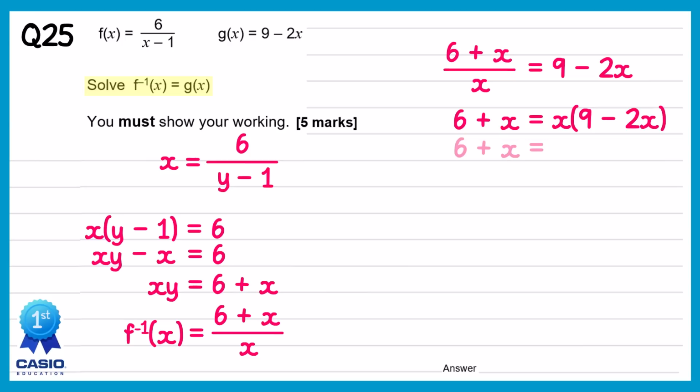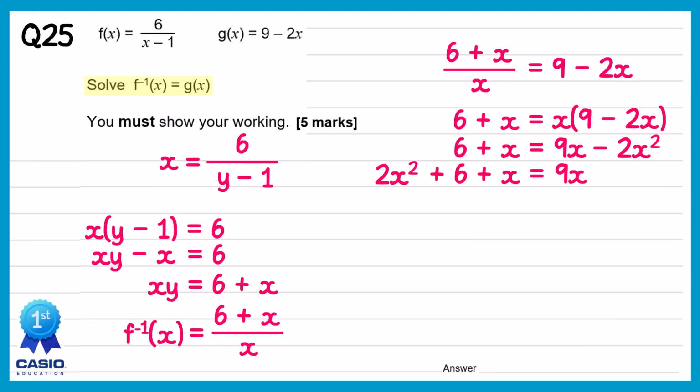If we leave the left-hand side alone, but expand out the right, x times 9 is 9x, and x times negative 2x is negative 2x squared. This is a quadratic equation, so we want to get all of the terms on one side. Let's get them all on the left-hand side by adding 2x squared to both sides first. If we add 2x squared to both sides, we'll create a 2x squared on the left-hand side, and of course we still have this plus 6 and plus x, but that will cancel the negative 2x squared on the right, so we just have 9x.